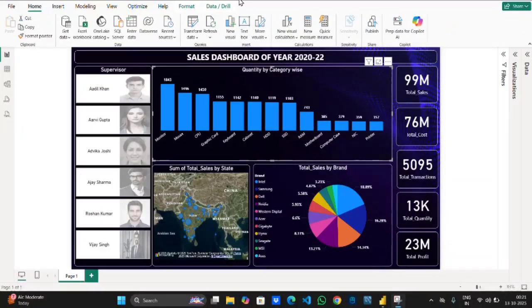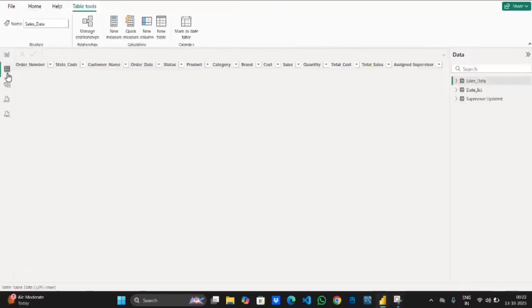I am pursuing the Bachelor degree of Engineering in Information Technology from KC College of Engineering, Thane. So today I developed a sales dashboard using Power BI. The sales dashboard covers the years 2020 to 2022. I use the data.